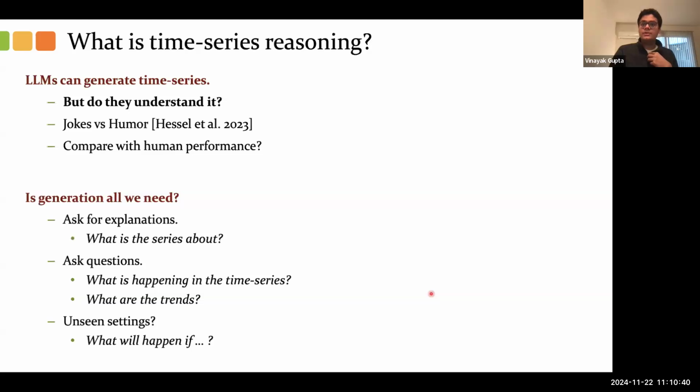Let's ask some questions that are beyond generation. What all do we need our large language model to do? Do we only want it to generate time series? Or we should be able to give it a time series and ask questions about it, like where did the time series come from? What is happening in the time series? Is it going up? Is it going down? What are the trends? And since LLMs have been trained on a large variety of global knowledge, it should be able to do some sort of counterfactual prediction: if I say that some event of a time series will be changing, then how will the time series change according to that event? It does very well for images, but can it do that for time series as well?